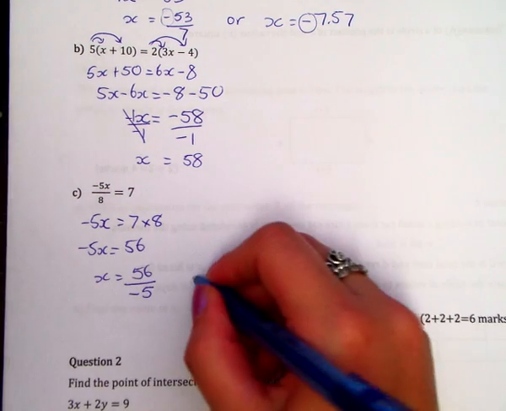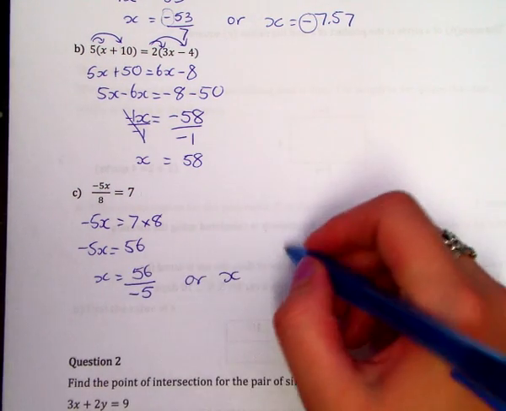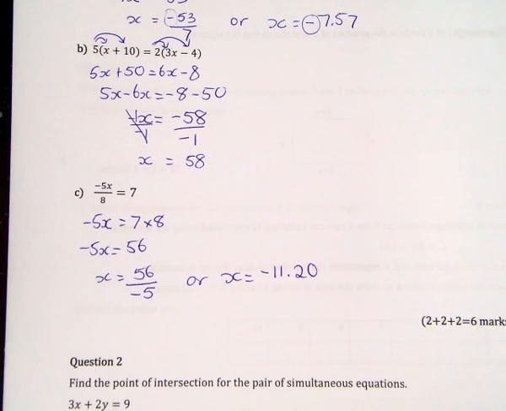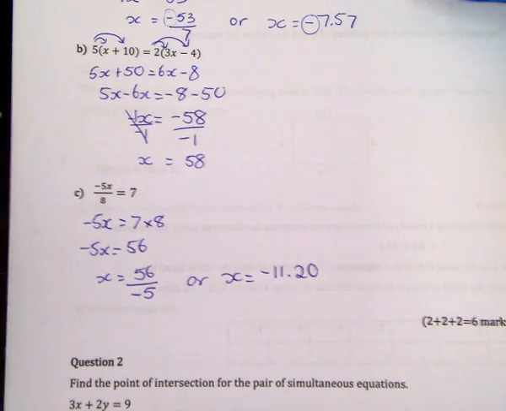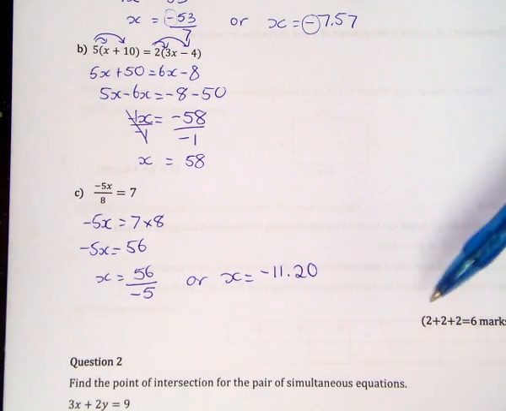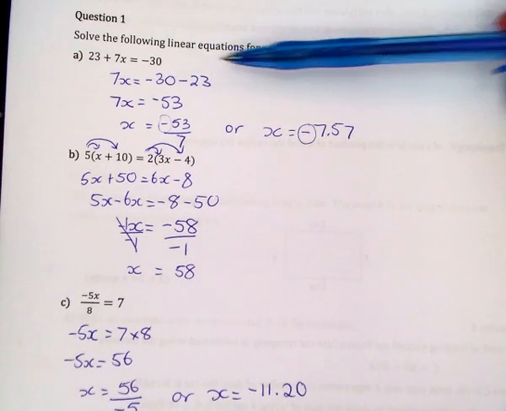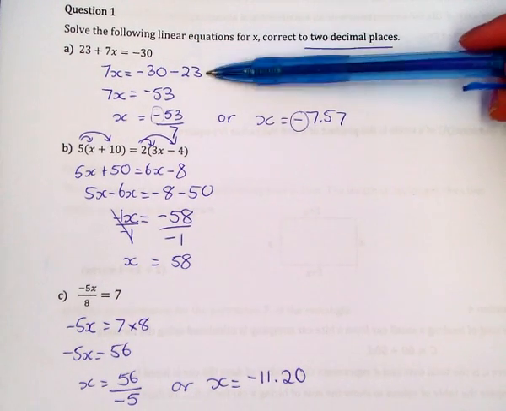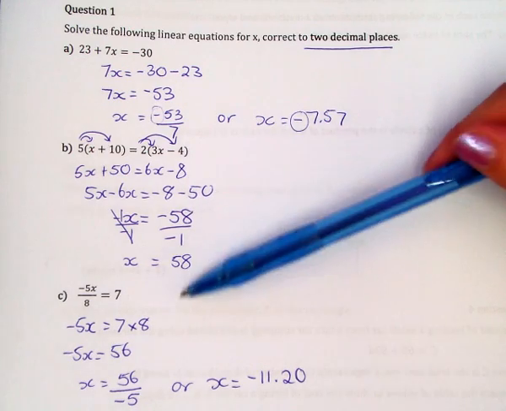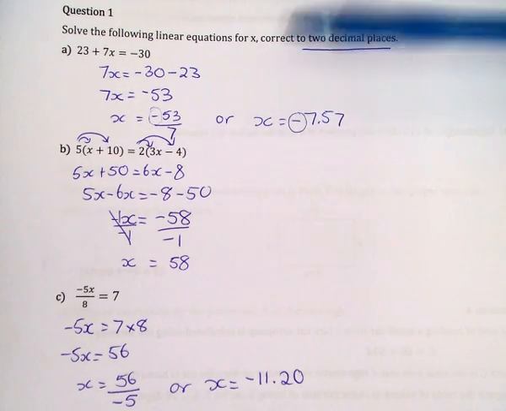Again, the question says to 2 decimal places, so we need to convert that to decimal, giving us -11.20. You needed to show the working out in order to get the full marks for these questions. Each section in question 1 was worth 2 marks, 1 for the appropriate working and 1 for the correct answer.